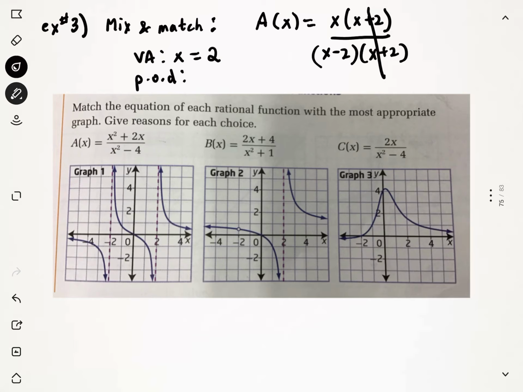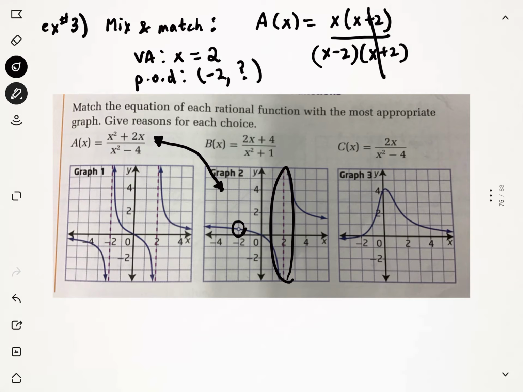That eliminates graph 3, which does not have any vertical asymptotes. And there's also a p.o.d. on the factor on the denominator that does cancel. You can see the x plus 2's cancel, so we have a p.o.d. at negative 2. We don't know the y coordinate without plugging that in, but I don't think that's necessary, because only one of the graphs has a p.o.d., graph 2, and that p.o.d. is at negative 2, with a vertical asymptote at positive 2. So I believe we have a match: equation A goes to graph number 2.